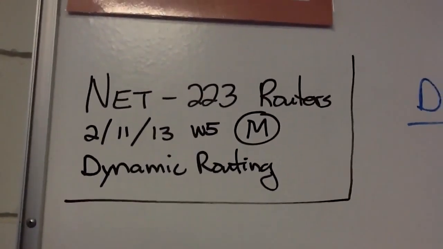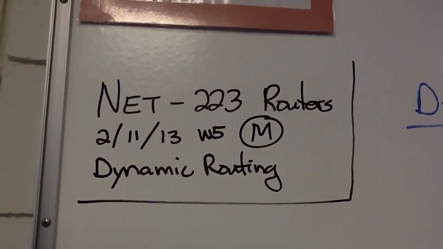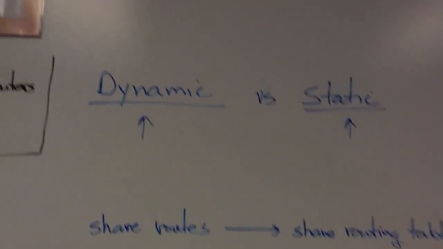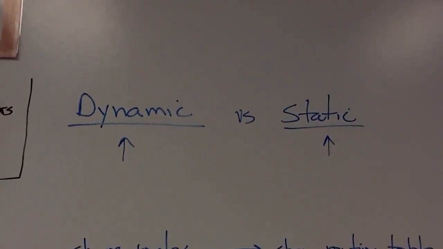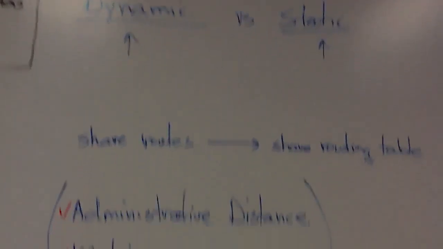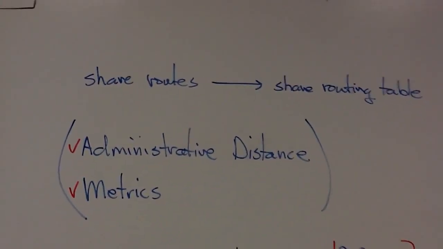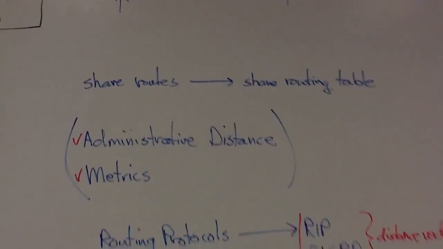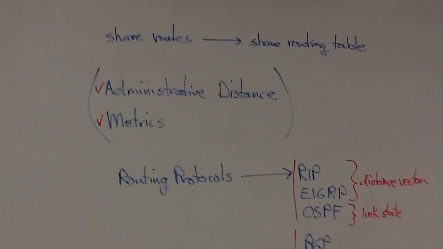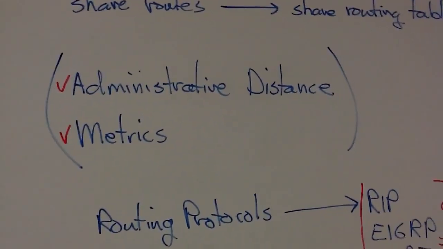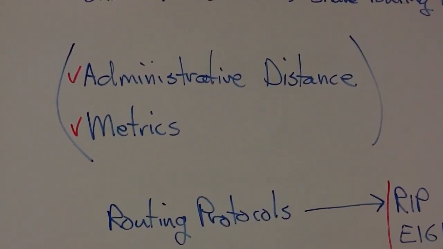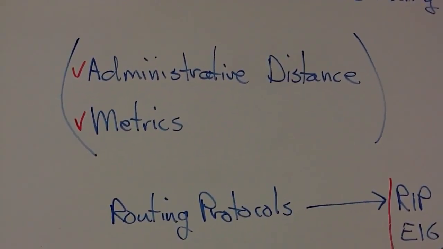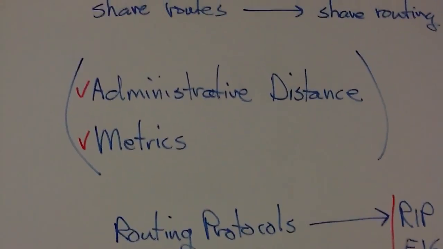All right, week 5, we talked about dynamic routing. We reviewed, looked at the advantages and disadvantages to dynamic versus static routing. We talked a little bit about that. Talked about sharing routes between routers, setting up routing tables, and we talked quite a bit about how do we determine which route to put in the routing table.